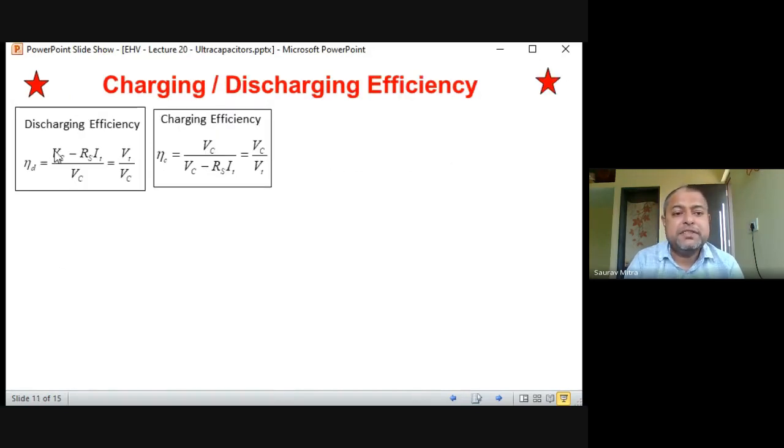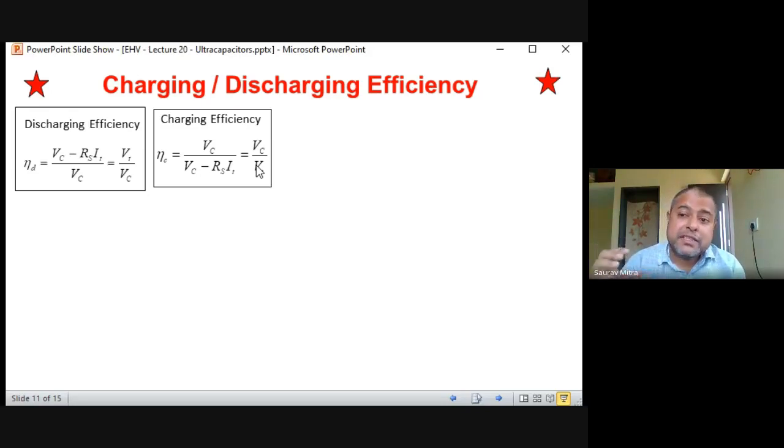Now there is a charging efficiency given by eta d, Vc, capacitor voltage, minus Rs into It, and charging is Vc by Vc minus Rs into It. So there are Vc by Vt or Vt by Vc, terminal voltage to capacitor voltage. Whenever you are talking about discharge, terminal voltage is output, capacitor voltage is the input. When charging, capacitor voltage, because the capacitor is getting charged, is what you are actually measuring, so this is the output, and terminal voltage.